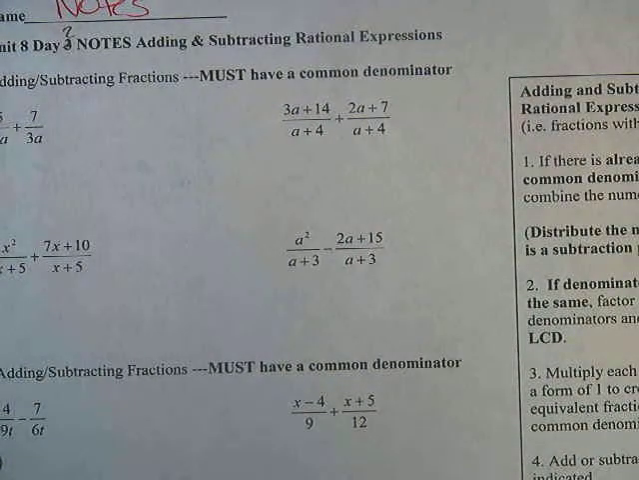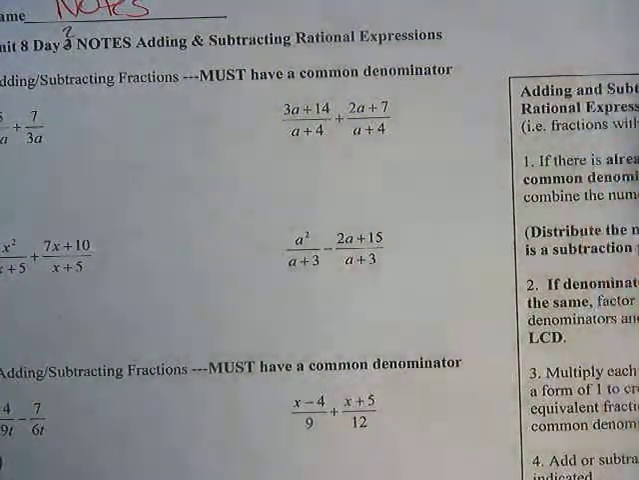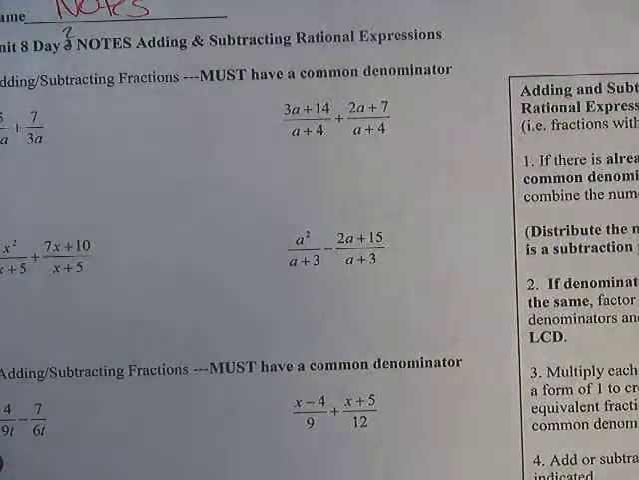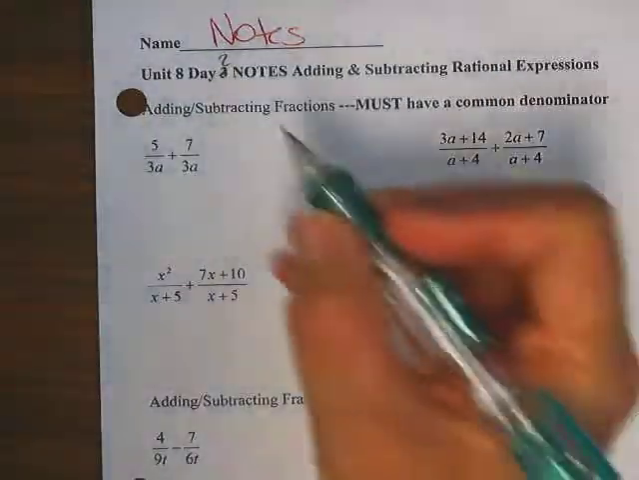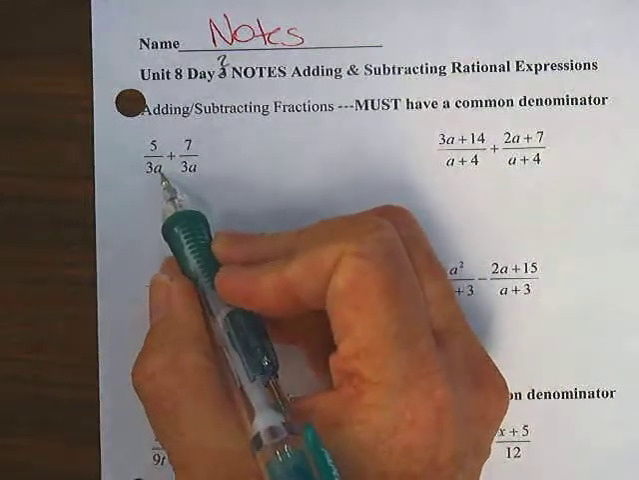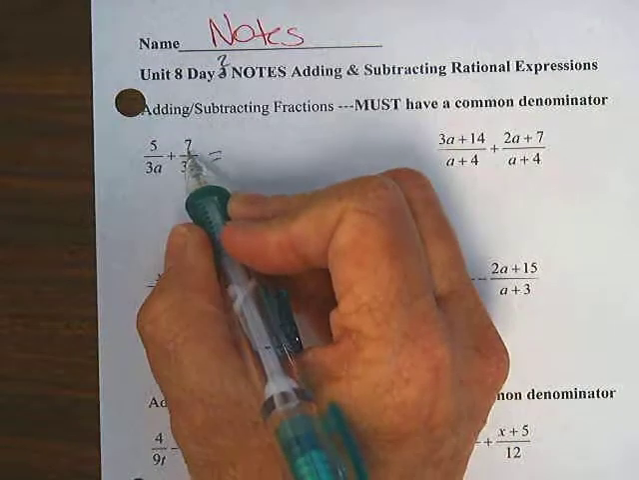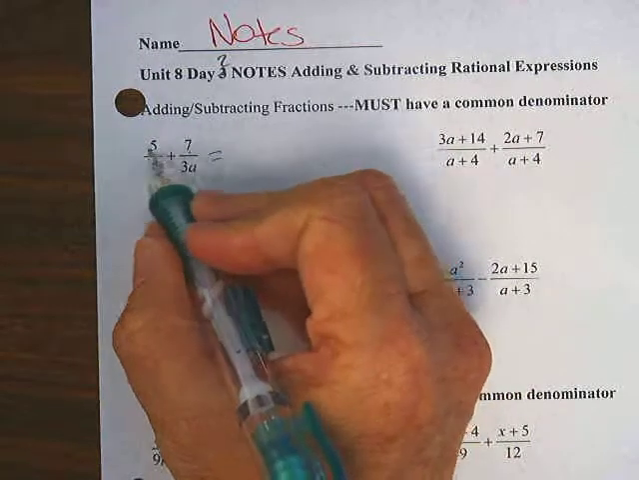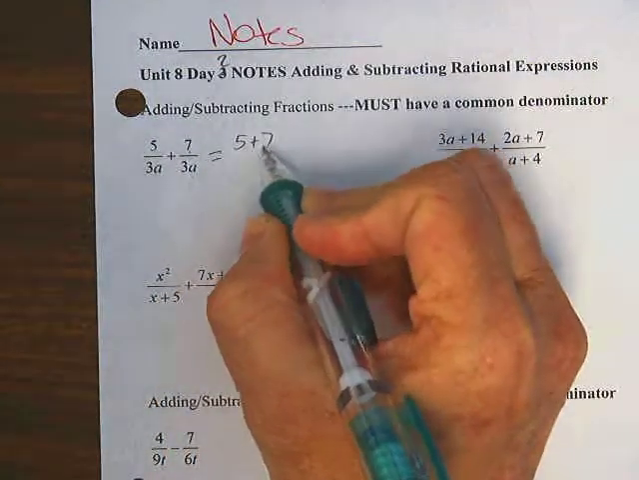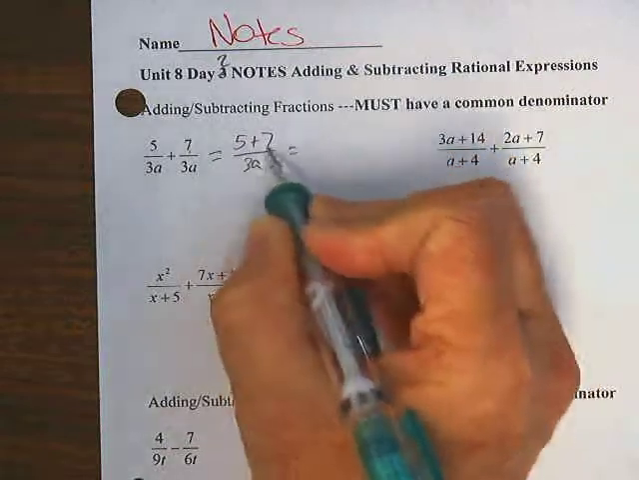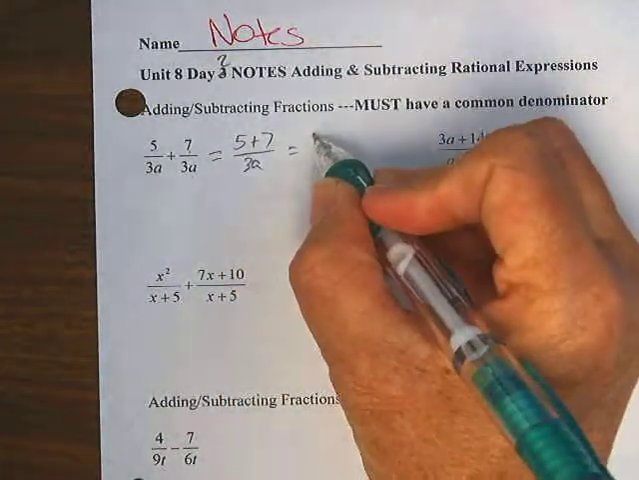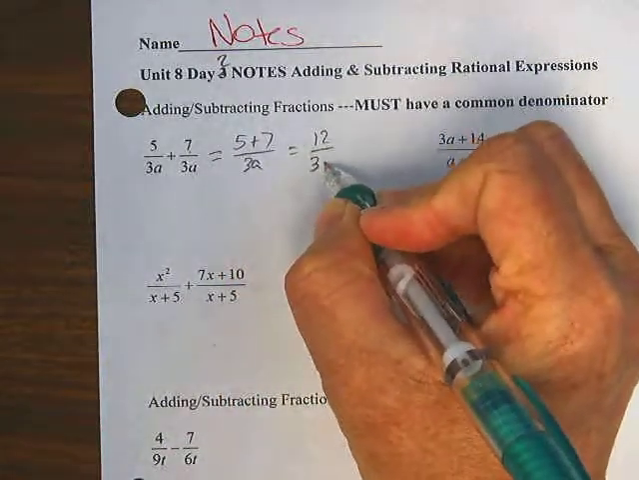Now, just like when we had fractions, if you wanted to add two fractions together, you had to have the same denominator. The same is true with rational expressions. So if we look at our first example, they both have the same denominator, so we can go ahead and add our numerators together. So 5 plus 7 over 3a, add the like terms, so 5 plus 7 is 12 over 3a.